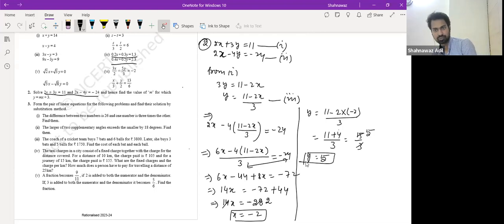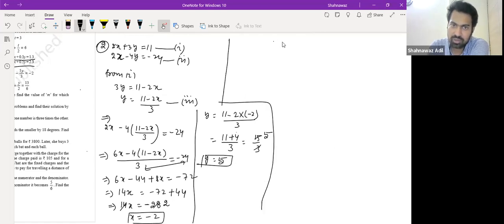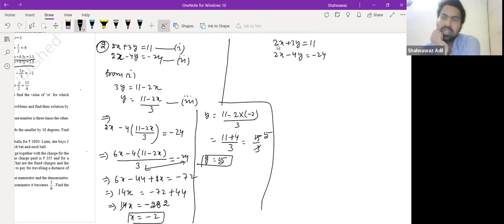Understood, guys? Yes, sir. Yeah. And we can also solve this by the elimination method. So from the elimination method, this is 2x plus 3y is 11, and 2x minus 4y is minus 24. So first we have to make the coefficients same. Are the coefficients same? Yes, Amira and Tejasvi. The first step is to make one of the coefficients same. So are one of the coefficients same? Yes.